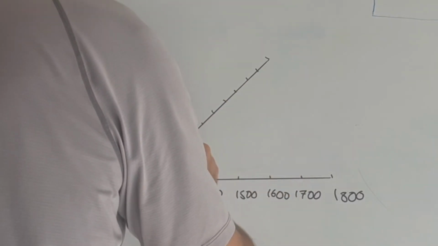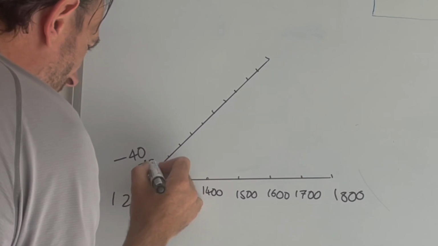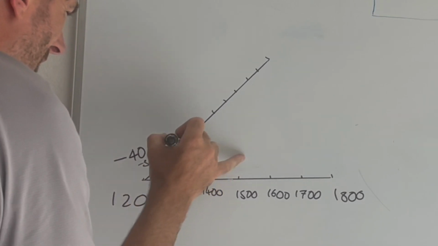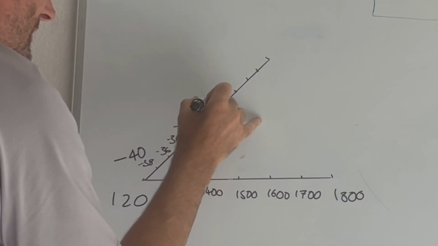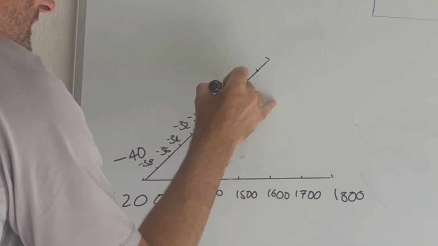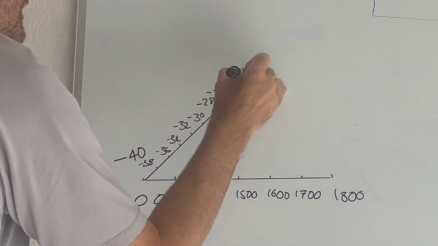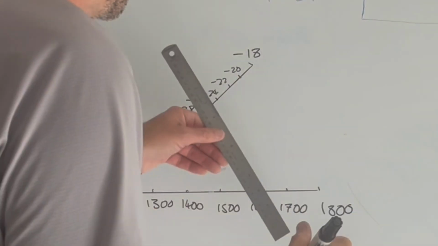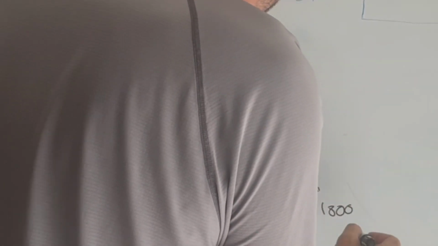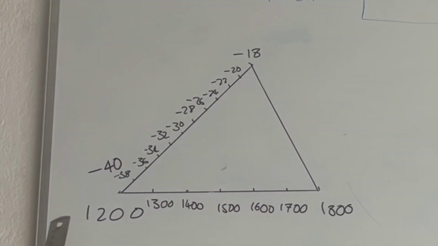And then that's going to be 38, sorry, these are going to have to be small. Minus 34, minus 32, minus 30, minus 28, minus 26, minus 24, minus 22, minus 20 and minus 18 on that end. And then as before, we're going to draw that one to there. The 1800 maps to minus 18 and the 12 maps to minus 40 there.